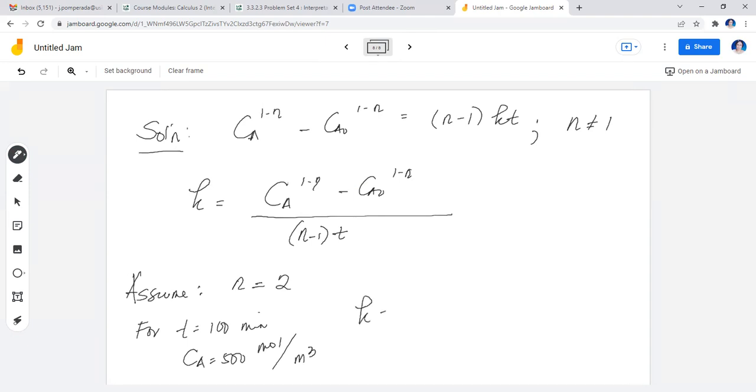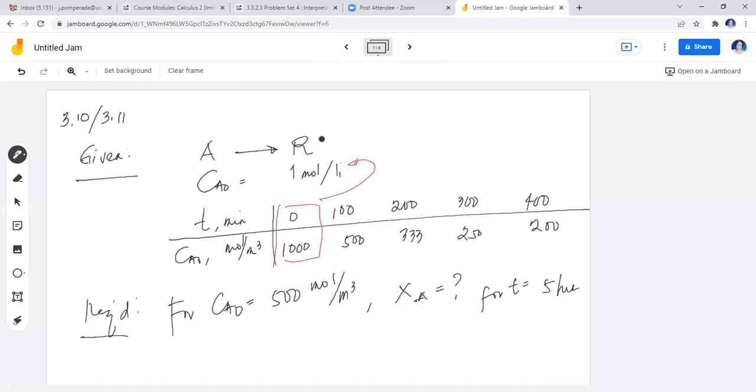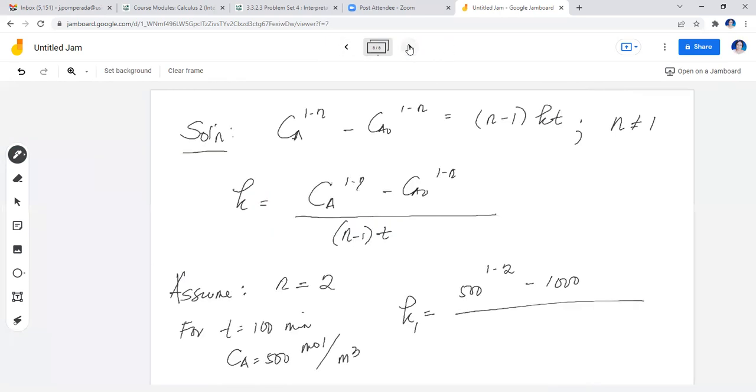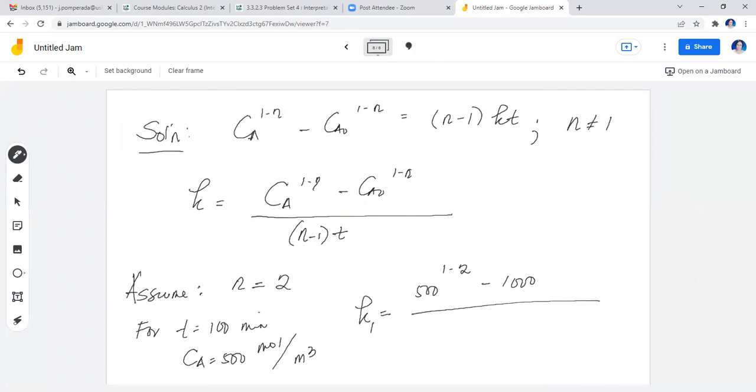So your k is equal to, let's have it as k1 based on the first pair of data that we use. We have here a CA of 500 raised to 1 minus 2 minus CA0, which is 1,000, in mole per cubic meter, 1,000 raised to 1 minus 2, and I have here 2 minus 1 times the time, which is in minutes. So we'll have 100. So you have a k1 value here, which is, can you solve?